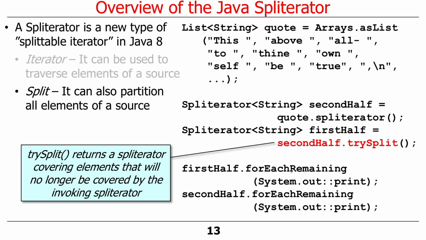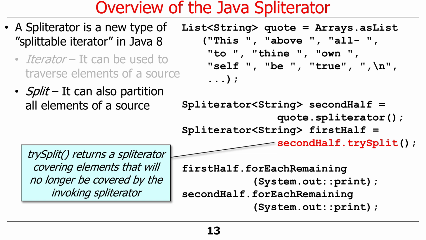It's funny because it really doesn't explain what it does when you first read it. Like, what the heck does that mean? But I'll explain it. So trySplit returns a Spliterator covering elements in the original Spliterator that will no longer be covered by the Spliterator that invoked trySplit. So what the heck does that mean?